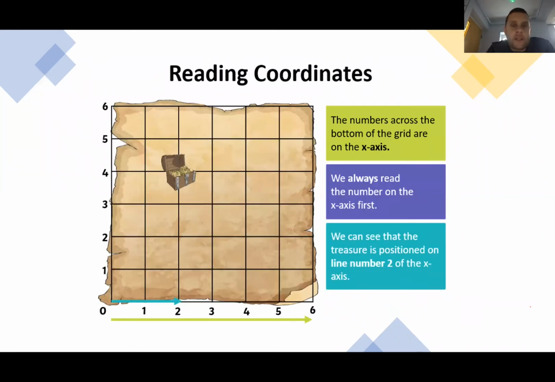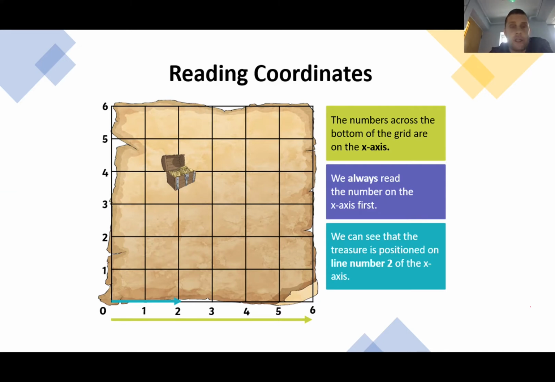So coordinates are a way to pinpoint the exact location or position of something. So if you're a pirate and you've hidden your treasure and you want to find it again, you can use coordinates to help you locate where it's hidden. If you've ever played the game Battleships, you might be an expert at reading coordinates already. So coordinates are a set of numbers, usually on a graph or a grid.